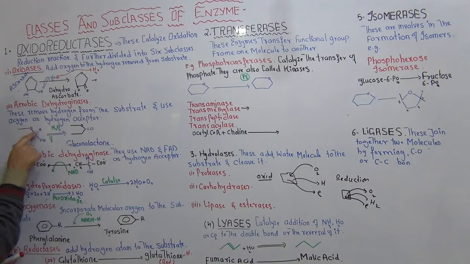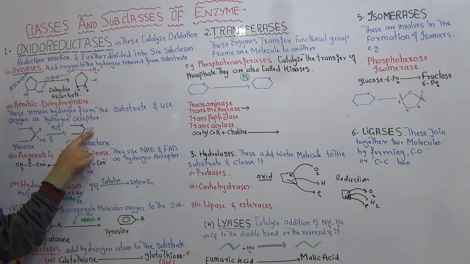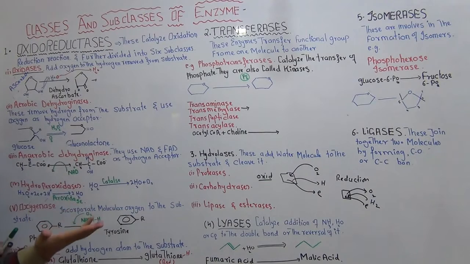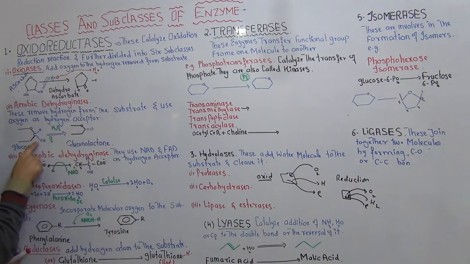You have oxygen, carbon number 1, hydrogen, and OH. Now you can see here you will find hydrogen and here you will find hydrogen. These two hydrogen will be removed, right? When these hydrogen are removed, here at the carbon you will find only oxygen. This was OH in the beginning, and now it becomes just oxygen because the hydrogen was removed. And who removed the hydrogen? Aerobic dehydrogenases.